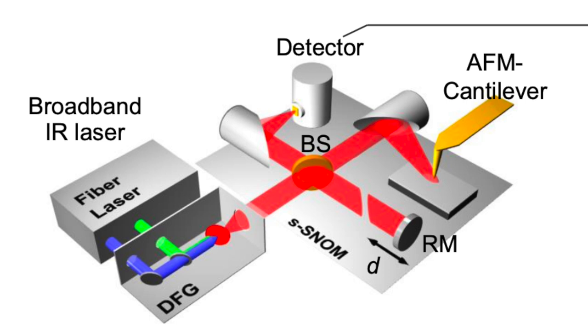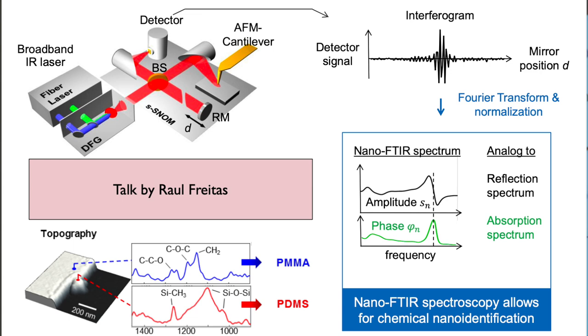a difference frequency generated wave by a broadband laser. That's also what you can buy with the s-SNOM. But one could also use synchrotrons, and actually there is a talk by Raul Freitas, who's sitting here already. He will talk about nano-FTIR, and he's doing that with synchrotron, but we can do it even with a glow bar if you have enough patience.